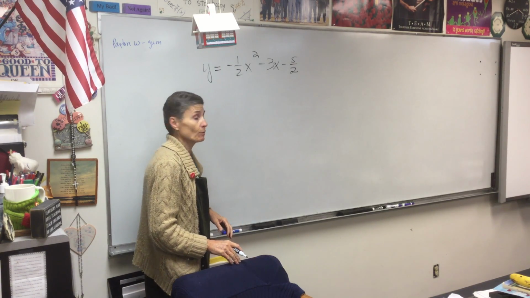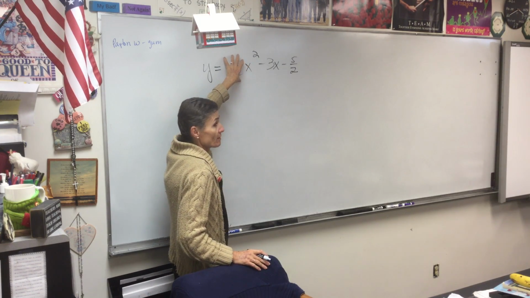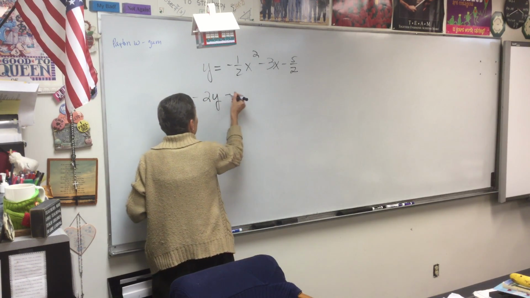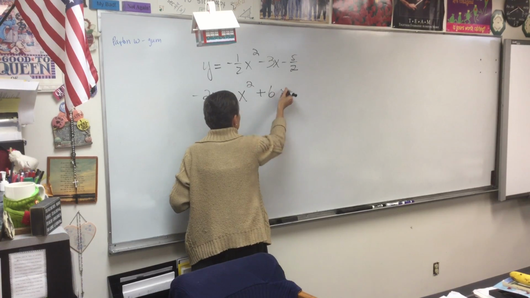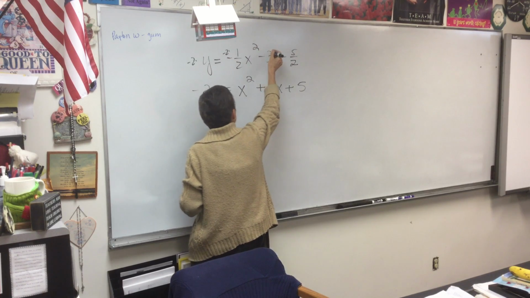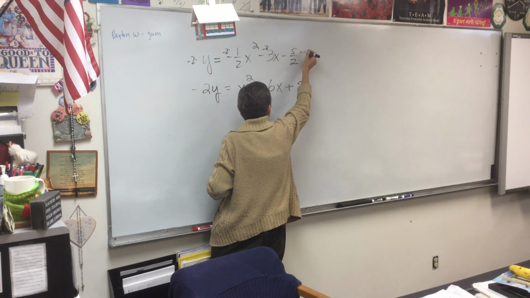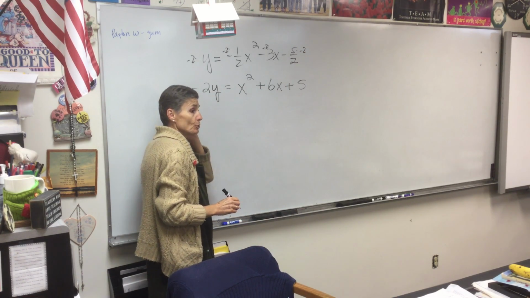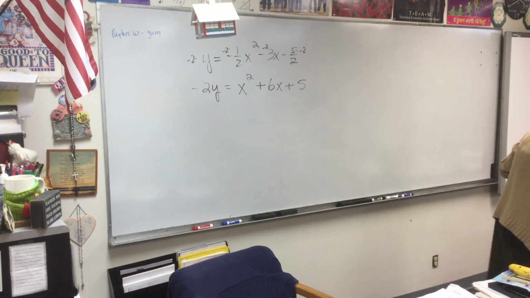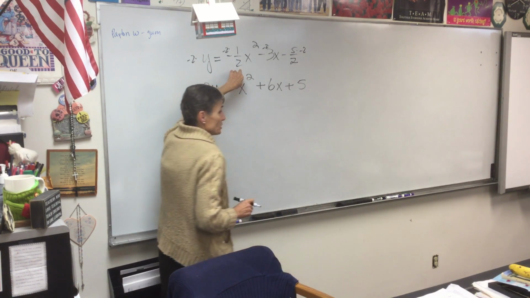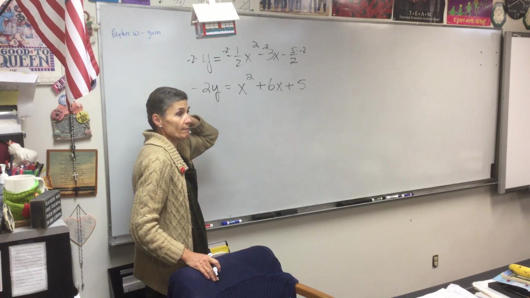Get rid of all the fractions. Okay, so we've got to get rid of this number right here. So we're going to multiply everything by -2. I'm going to multiply every single term by -2. So what that will do is clear the fractions and make this a 1, which is necessary if we're going to complete the square, right?